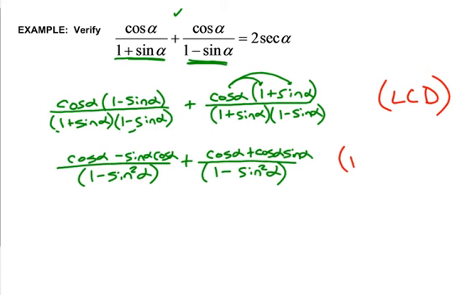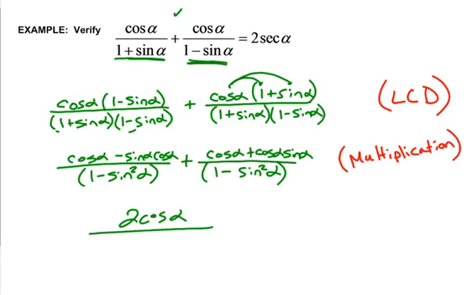On the bottom, we just did some multiplication too, so this is all multiplication in this one step. We could have written that in two separate steps, however, we're just going to do it all at once. So now we can add the fractions. As we add, I have cosine plus cosine, that would be 2 cosine alpha, minus sine alpha cosine alpha, plus cosine alpha sine alpha. Those cancel out. And I've got 1 minus sine squared alpha on the bottom.